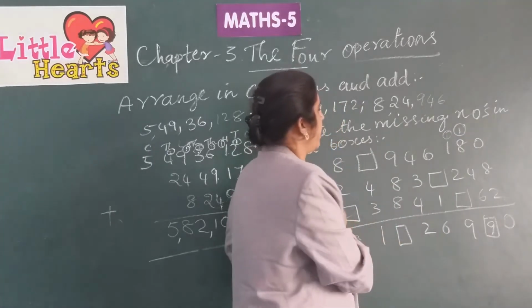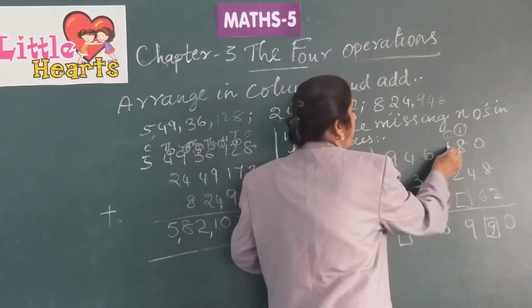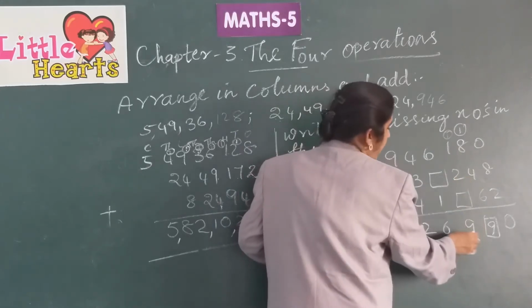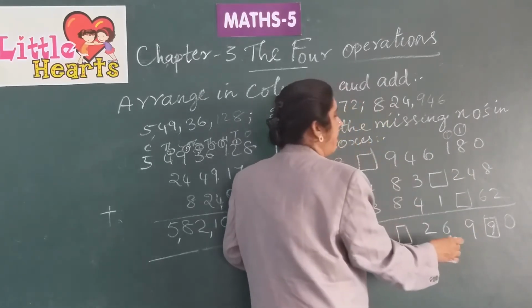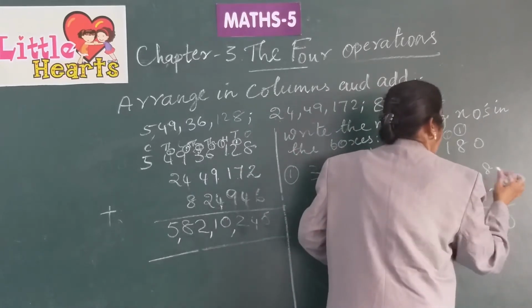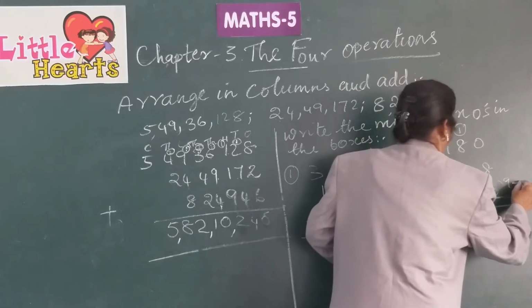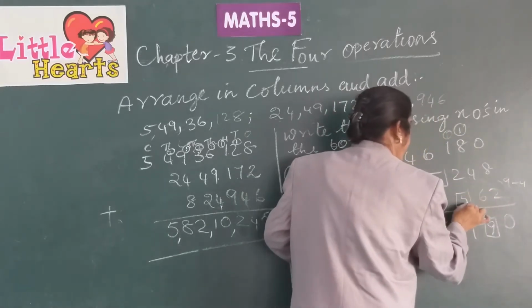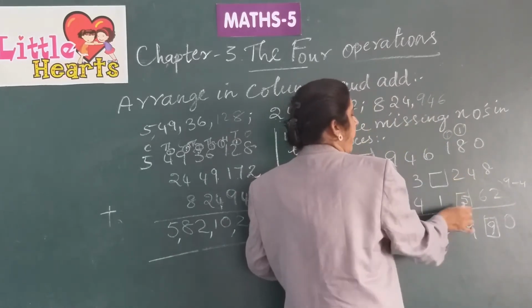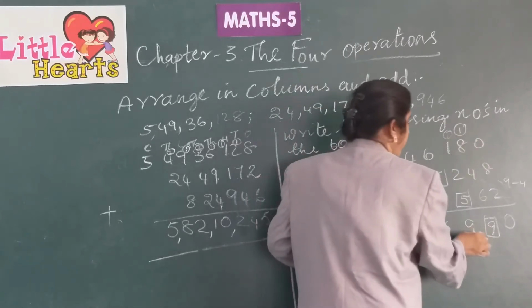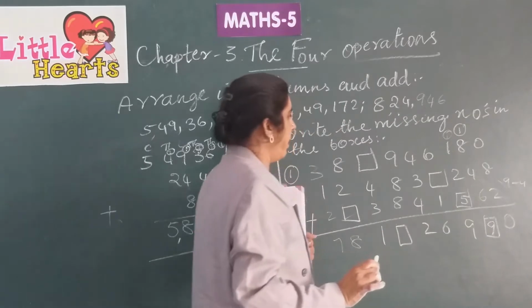Coming to this, 1 plus 1, 2, 2 plus 2, 4. And the sum is given as 9 here. For this box, you have to take this 9 minus this 4. We get 5 here. Check your answer. 5 plus 2, 7. 7 plus 1, 8. 8 plus 1, 9. Our answer is right.